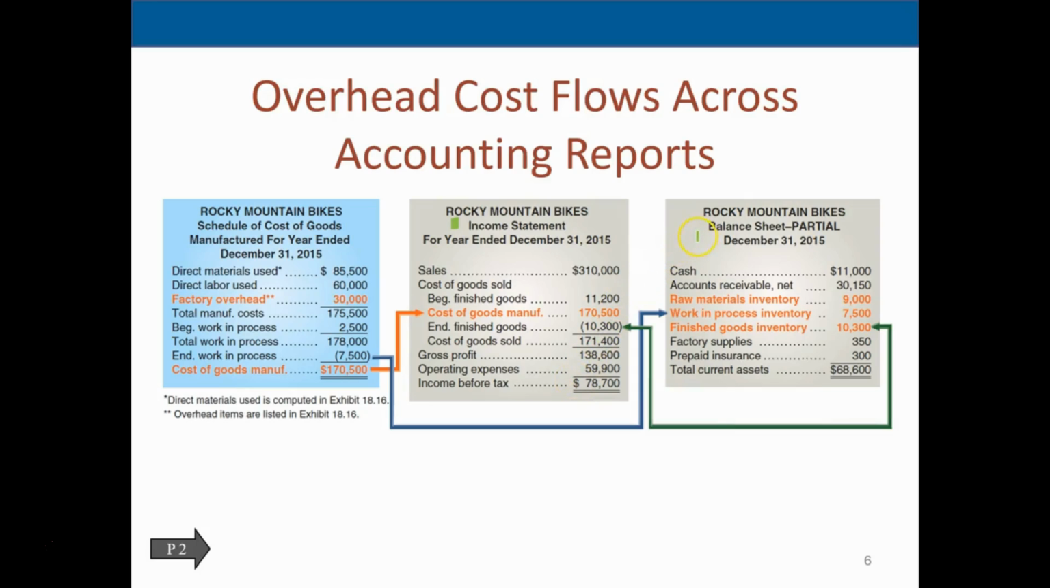Then on the balance sheet, what we have are our three inventory accounts: raw material, work in process, finished goods. We've been concentrated in here on raw material and finished goods, the transfer of raw material to finished goods, and the finished goods being part of the calculation of cost of goods sold on the income statement. So those are the relationships between the three statements.